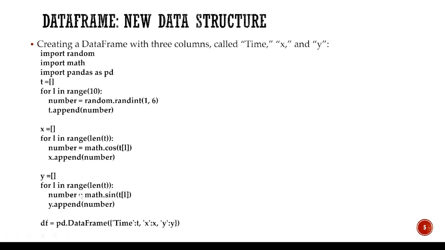And for y, I want to calculate their sine. So y is another empty list, and we write a for loop to go through all items in that list. And then math.sin is a function defined under math, applied to t[l]. It means go through all items in the list and calculate their sine, and then add it to the y variable using the append method.